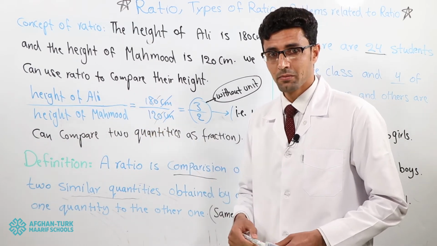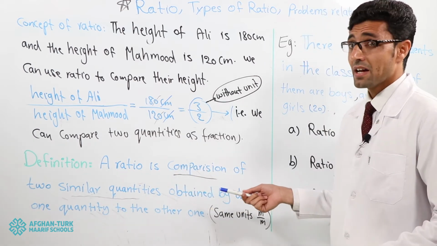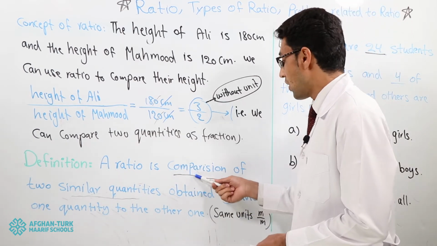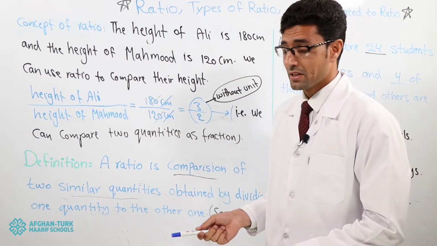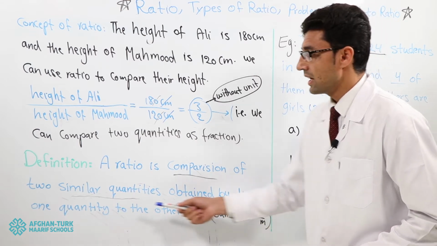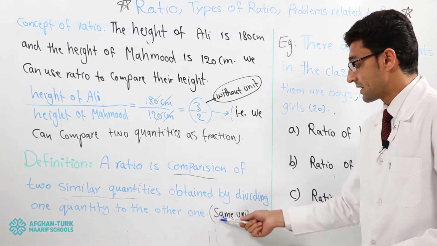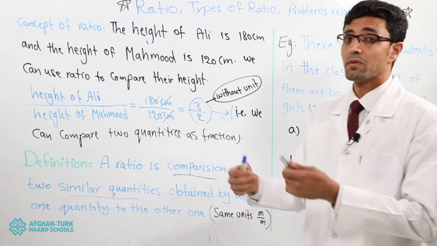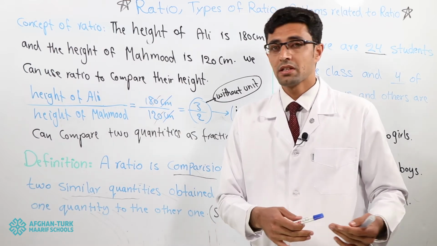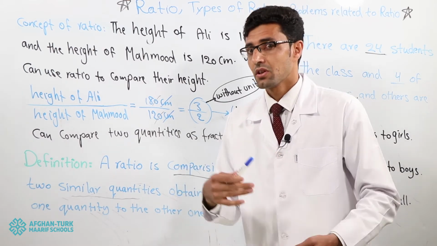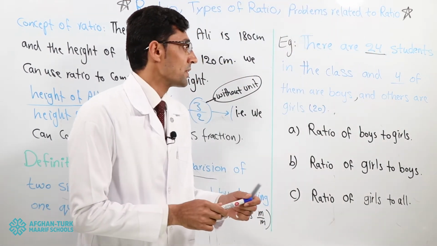Very simple. A ratio is a comparison. Repeat after me: comparison of two similar quantities obtained by dividing one quantity by the other one. Remember again, same units. If you have meters, the other quantity should also be in meters in order to compare. Okay, so here is an example also.